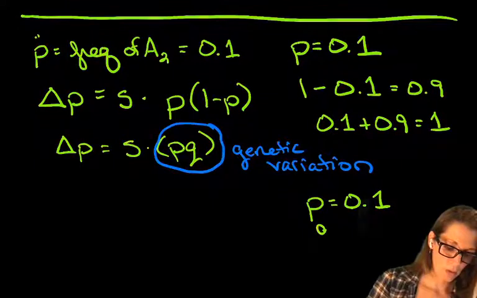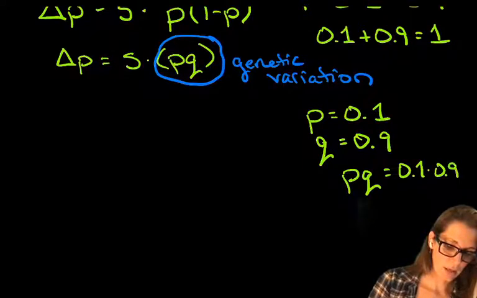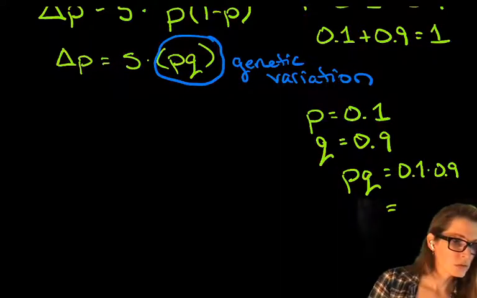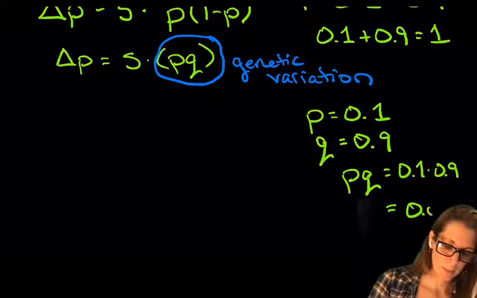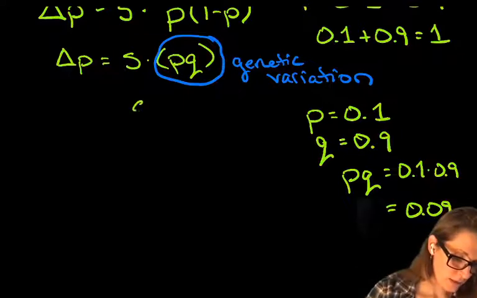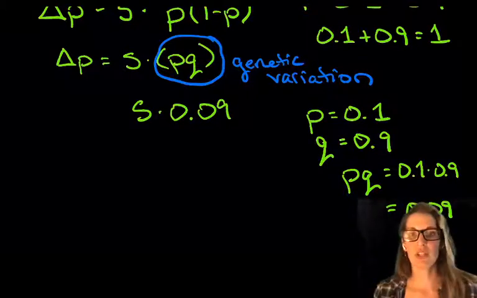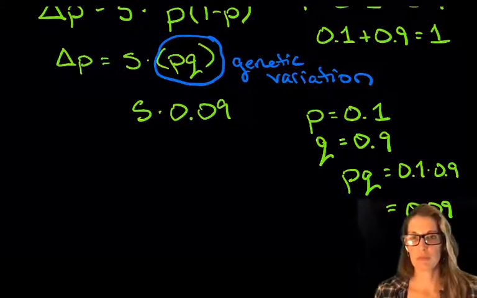0.1. Q equals 0.9. So PQ equals 0.1 times 0.9. So we can just substitute now this number, 0.09. Okay, so S times... So now what we've done is we've said, all right, our genetic variation is 0.09 in this population.